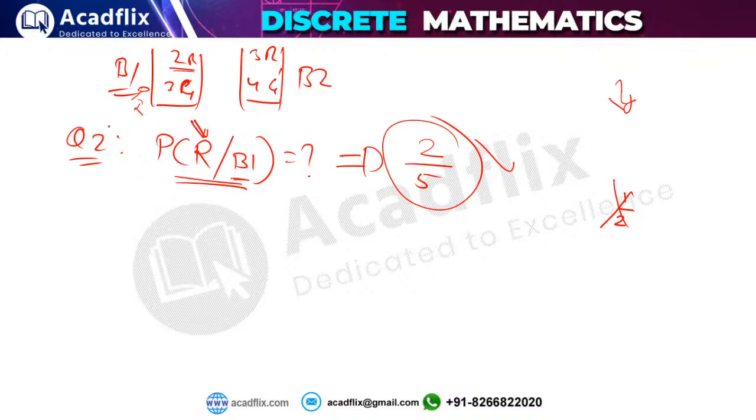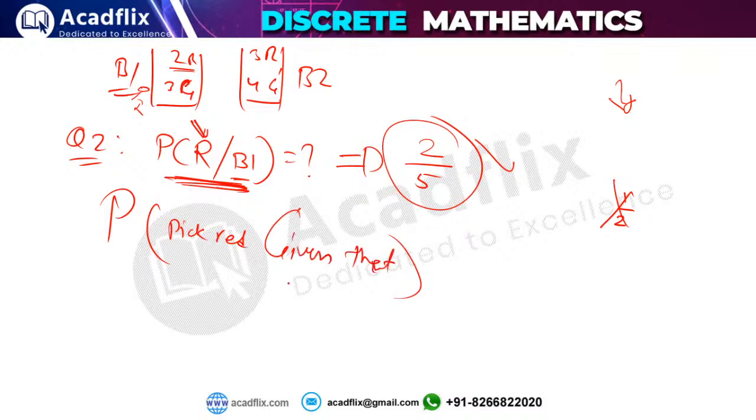Similarly here, you have already selected box 1. See, what is this? This is conditional probability. This is saying the probability of picking a red ball, given that box 1 is already picked. Box 1 is already picked.